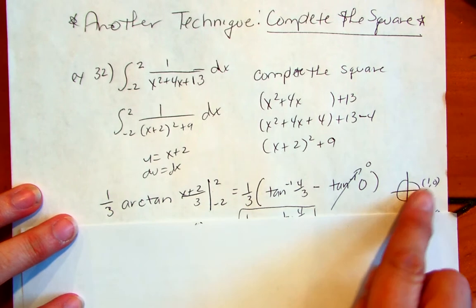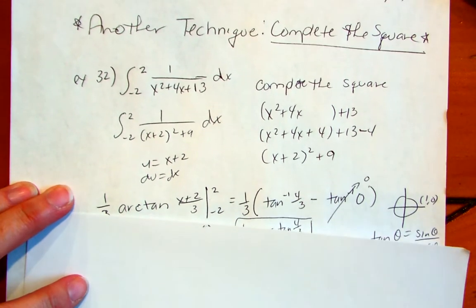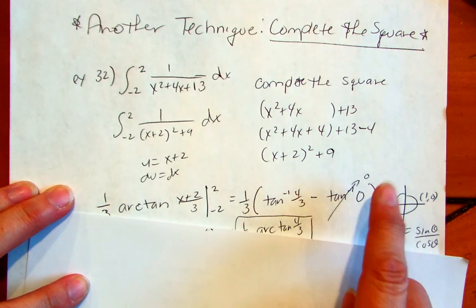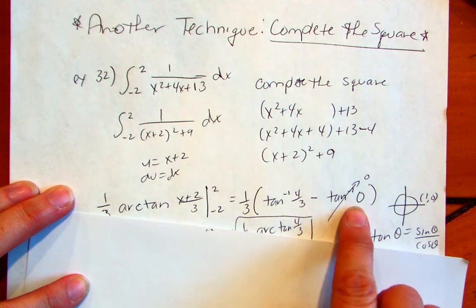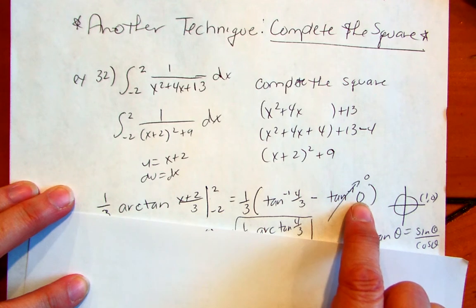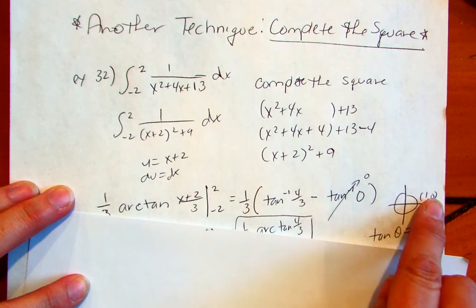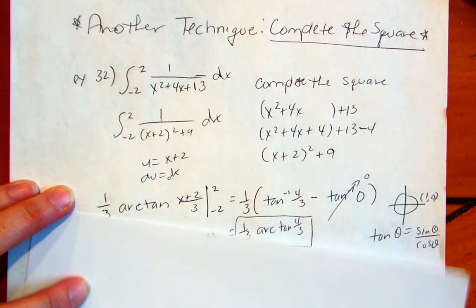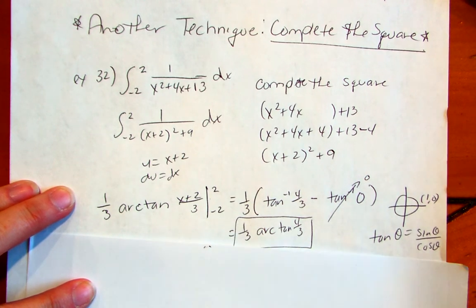I took a look at my unit circle. Tangent happens to be sine over cosine, right? And so that's 0 over 1, which is just 0. I'm sorry, this is an inverse trig. What angle produces a ratio of 0? Well, the angle of 0 produces the ratio 0 over 1, or 0. So this all goes to 0. And so we can leave it as 1/3 arc tangent of 4 over 3.